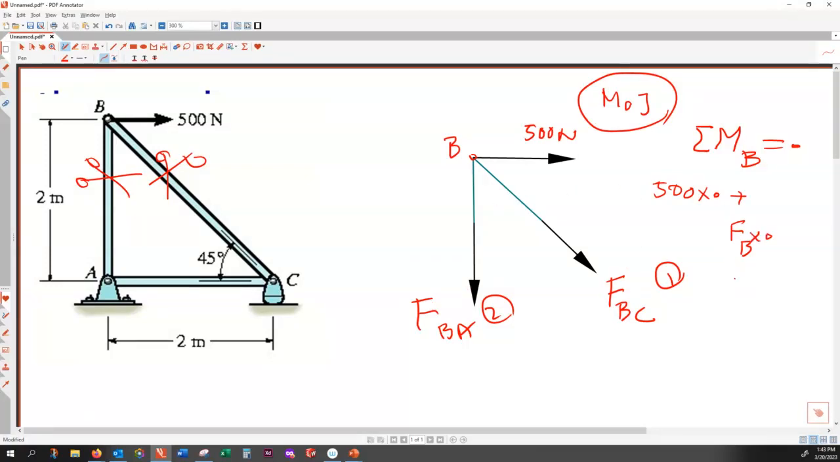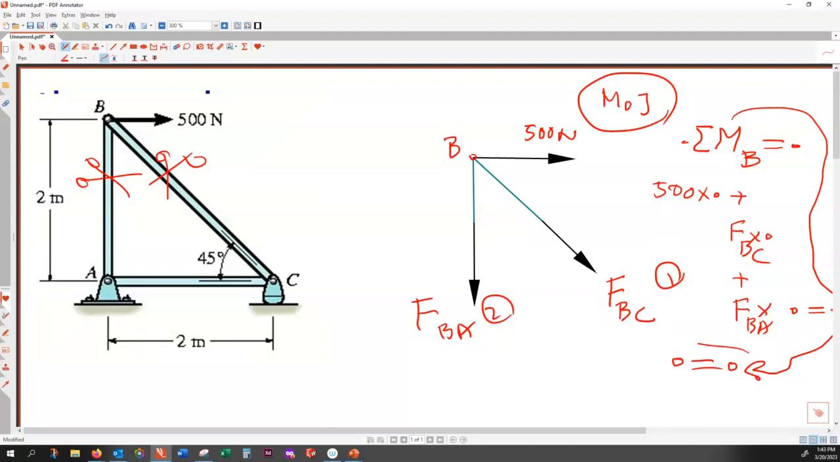And what about FBA? That is plus or minus, doesn't matter. FBA multiplied by arm of rotation. That is passing through B, that is 0. Okay? So I have to set this equal to 0. That gives me 0 is equal to 0. That condition is telling me something nonsense. Why is this nonsense? Because I know 0 is equal to 0. I don't need to go through all these calculations to find out that 0 is equal to 0.